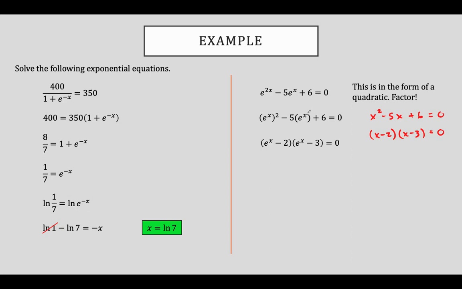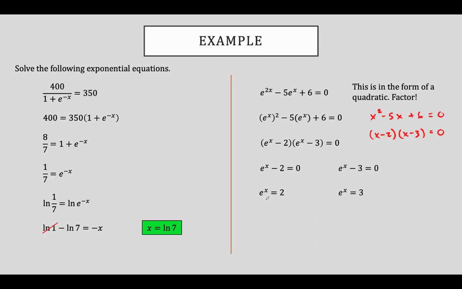And just like with our regular quadratic equations, we want to set each one of the factors equal to 0. e to the x minus 2 is equal to 0, and e to the x minus 3 is equal to 0. This gives us two individual exponential equations that we can solve. Again, we can isolate the exponential quantity in each one of these. In this case, I would get e to the x is equal to 2. In my second equation, I get e to the x is equal to 3.